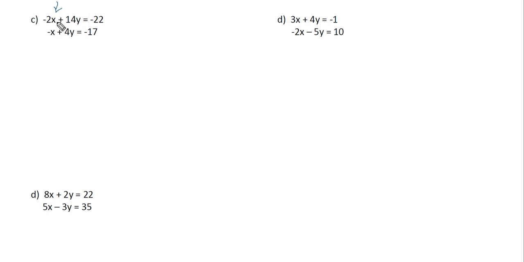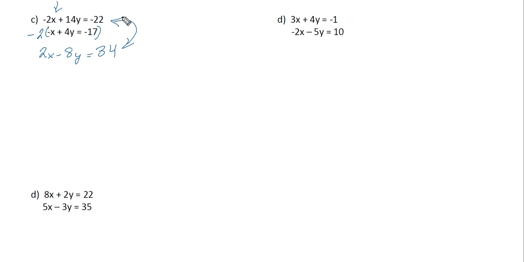So this is negative 2x, so positive 2x would be its opposite. So we just have to multiply the second equation by something that's going to give us positive 2x. Negative 2 times negative x would give us positive 2x. So that means we're going to multiply this entire equation by negative 2. So let's go ahead and do that. I already did that for negative x. Negative 2 times 4y is negative 8y. Negative 2 times negative 17 is 34. Now we have a set of opposites in these two equations.